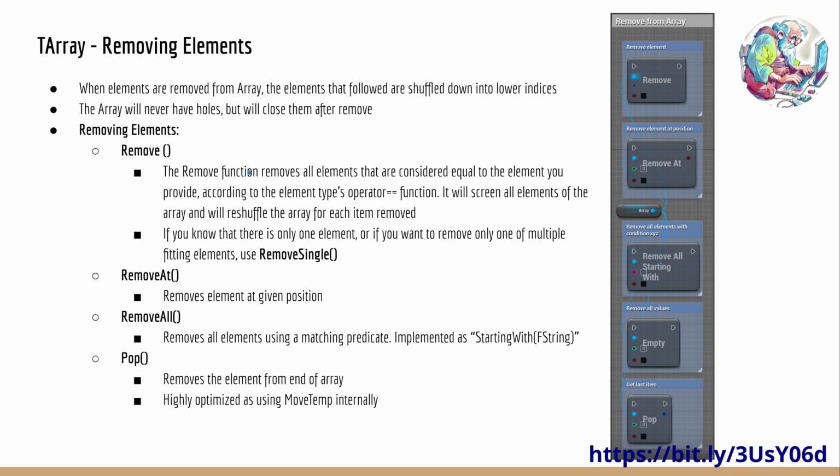Removing elements: Remove is looking for the element in the whole array and will remove it if it's found. RemoveSingle just removes the first occurrence. Might be something that is just faster, depending. RemoveAt, again, the position will reshuffle. RemoveAll takes a predicate where you can define logic, what elements you want to remove. And Pop, the opposite of Push, is removing one element and gives it back. But if you use Push and Pop a lot, use a queue, because that is then more efficient.